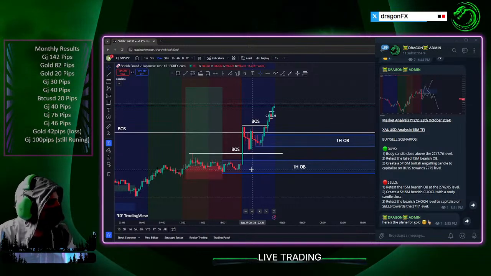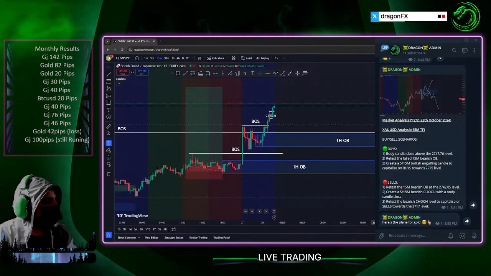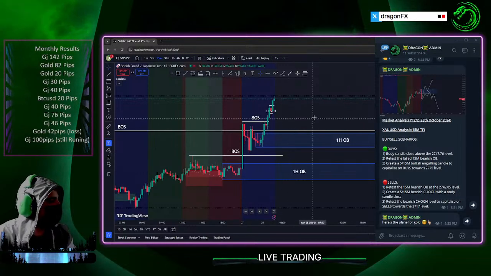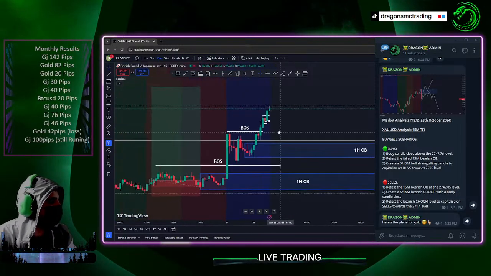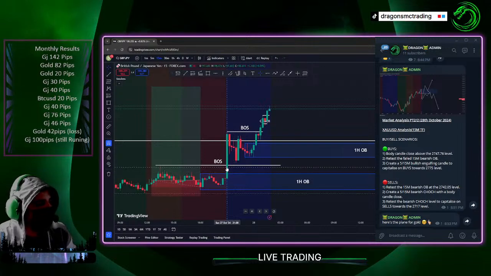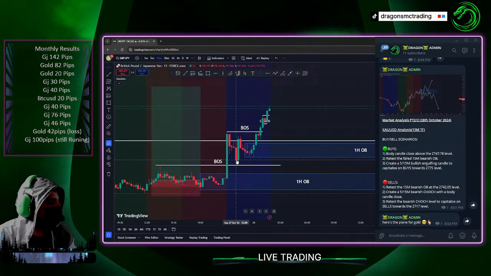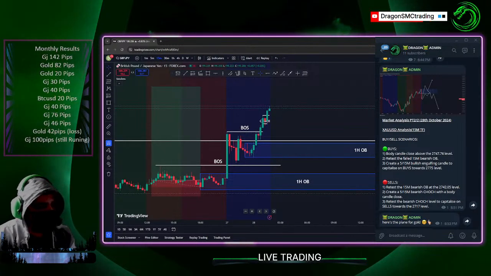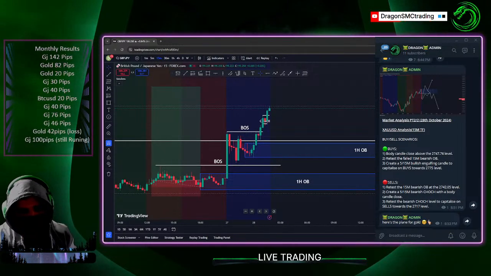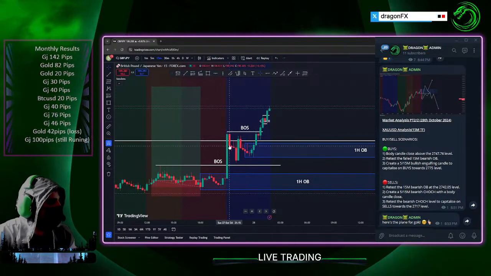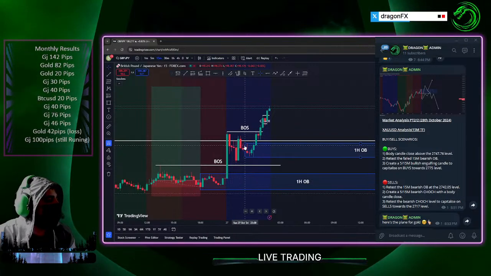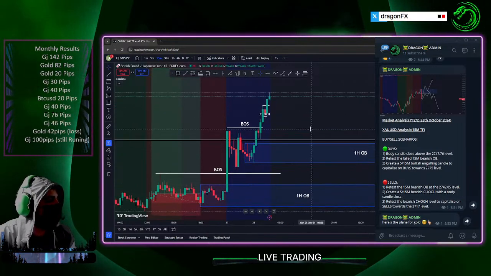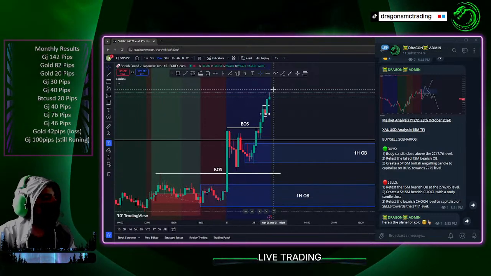Now we clearly see some volume in this GJ chart right here. It's clear as day that we do have volume. You don't need any indicator to tell if there's volume in the market or not. It's clear as day that this chart right here has volume.